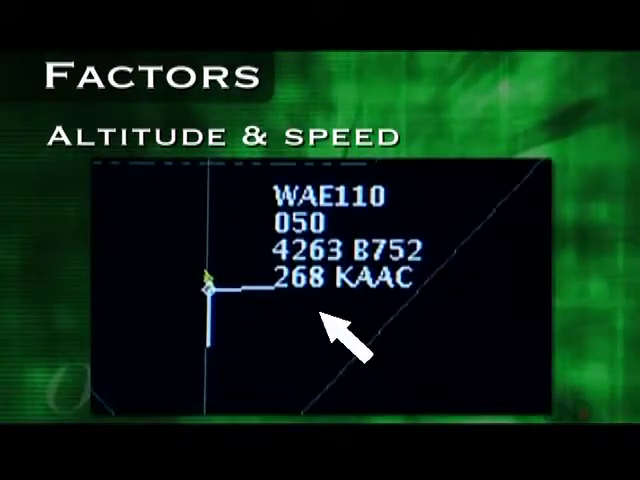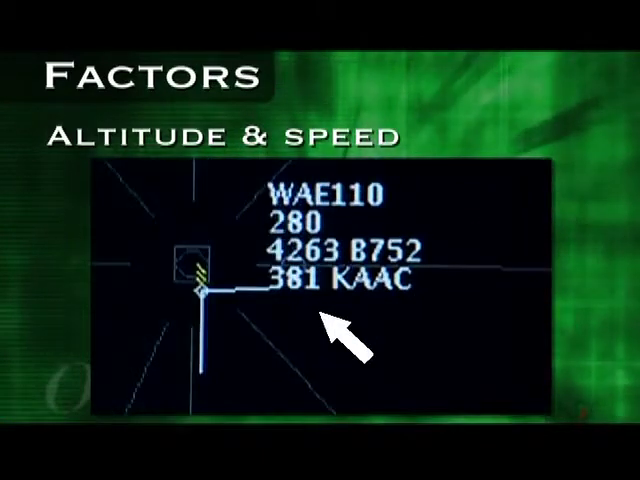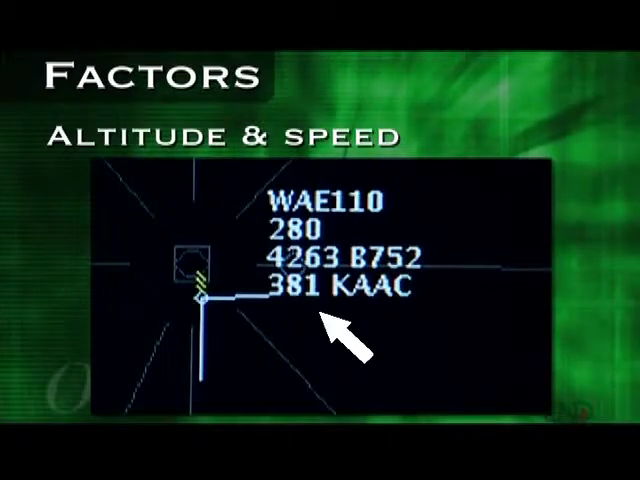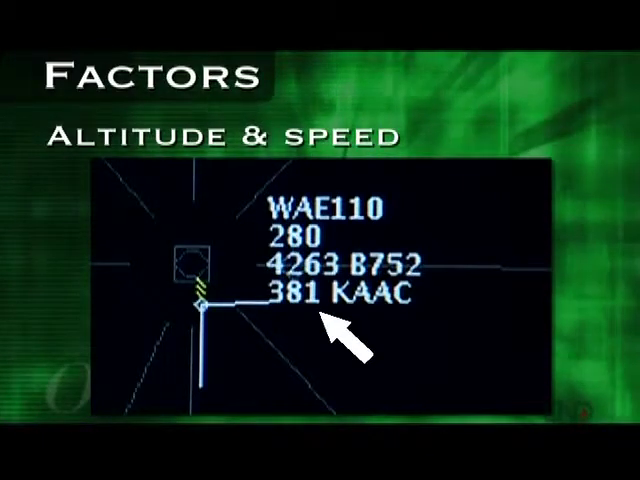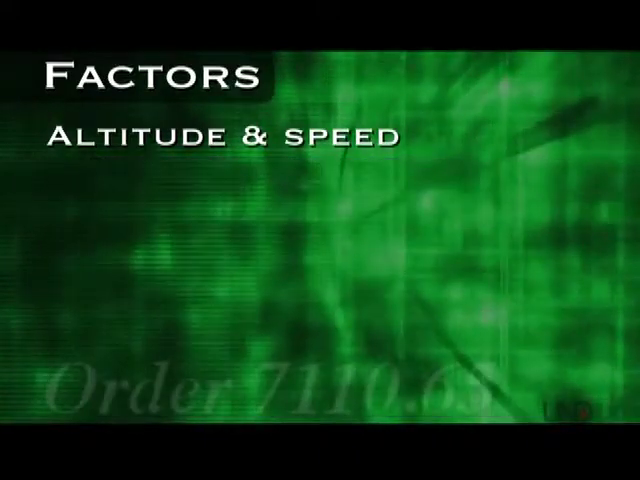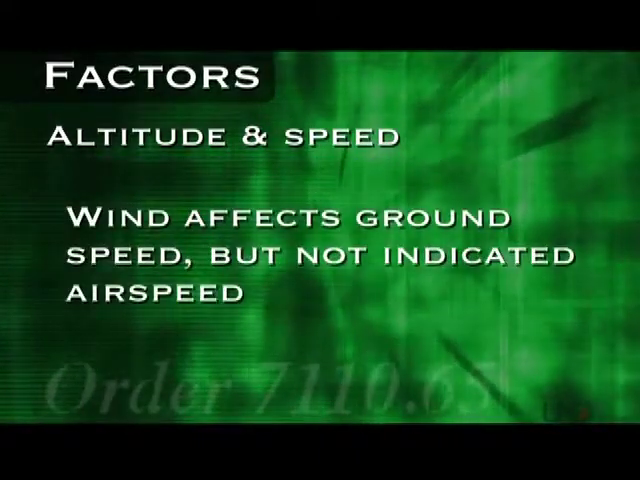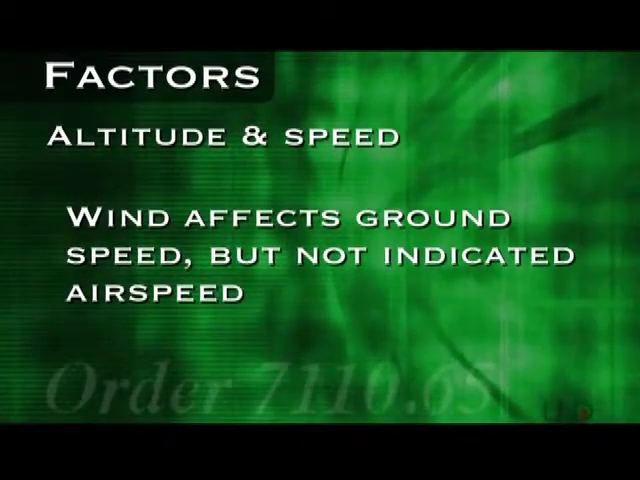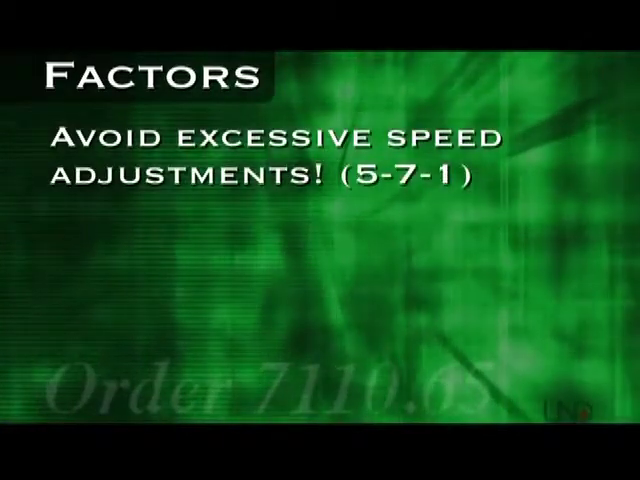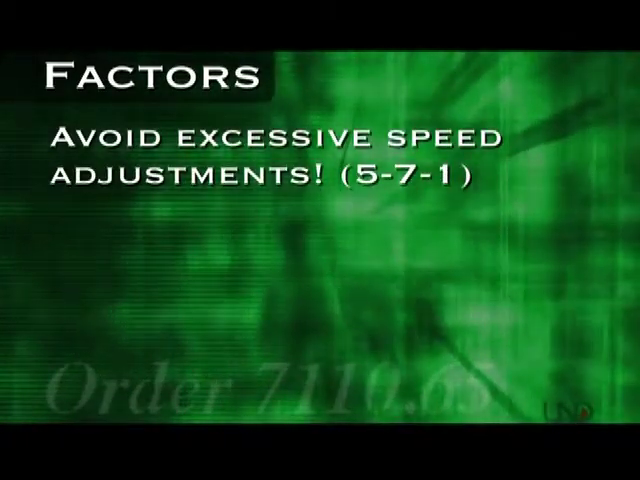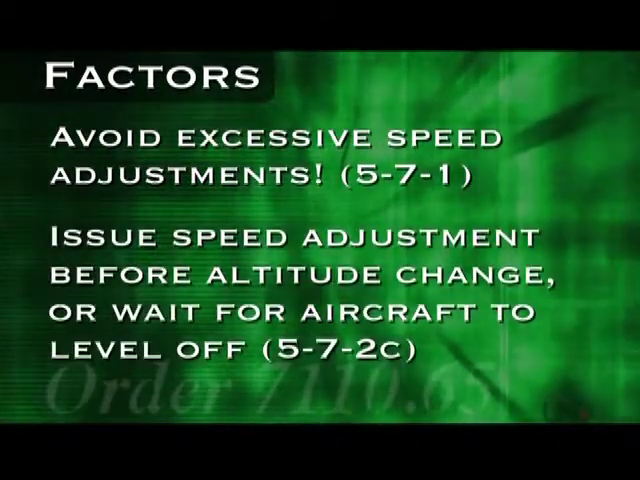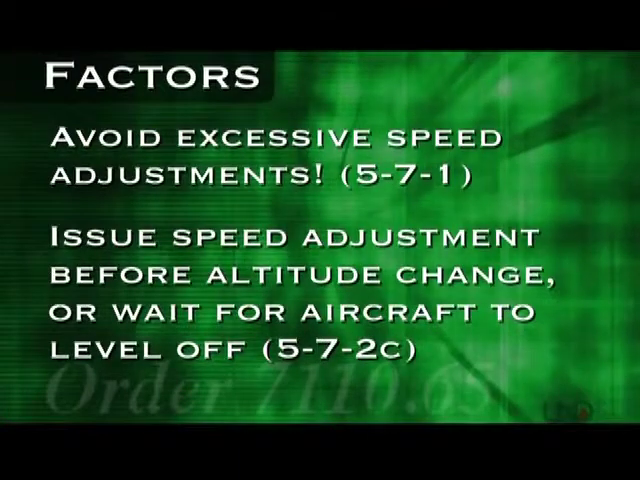Now let's move the aircraft to flight level 280. The indicated airspeed does not change for the pilot, but on your radar display, the aircraft's ground speed now shows 381 knots. There are some other factors, such as winds aloft, that can influence the difference too. For example, a 20-knot headwind would reduce an aircraft's ground speed, but the indicated airspeed would not change. There's nothing a pilot hates more than having to speed up, speed up, and slow down again, so keep the adjustments to a minimum.